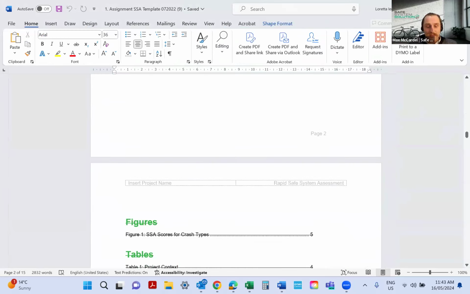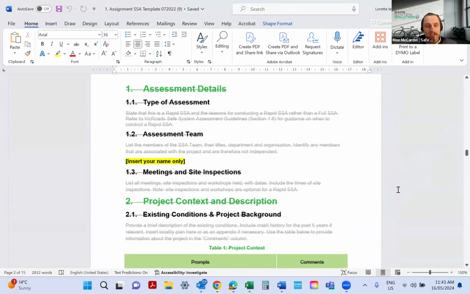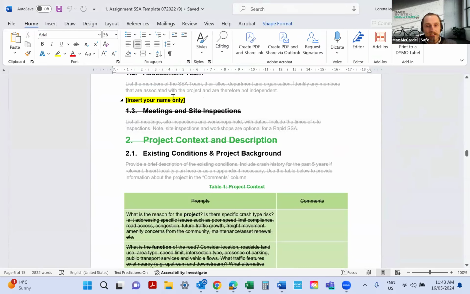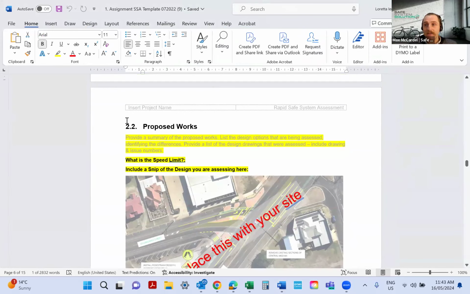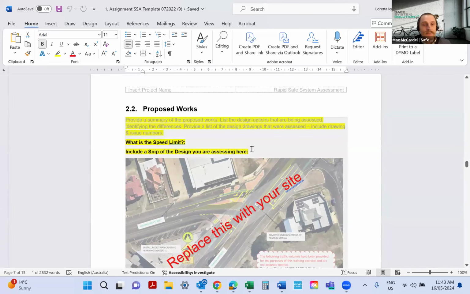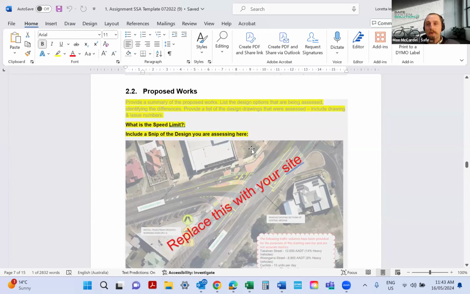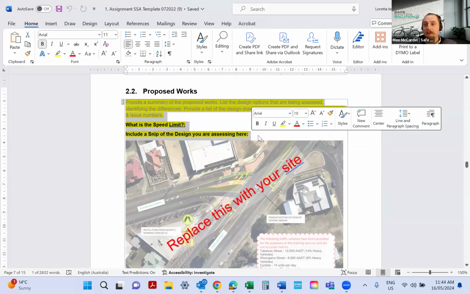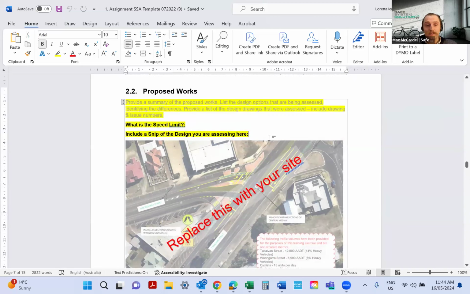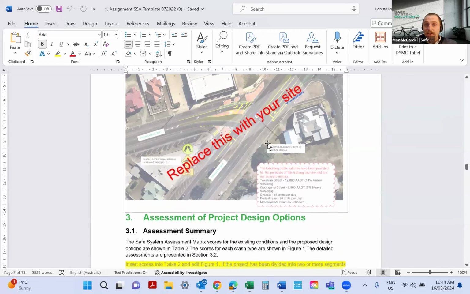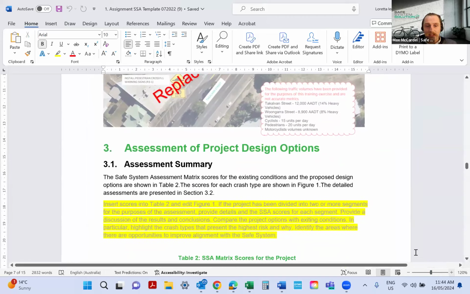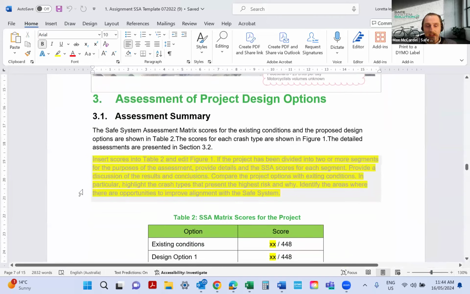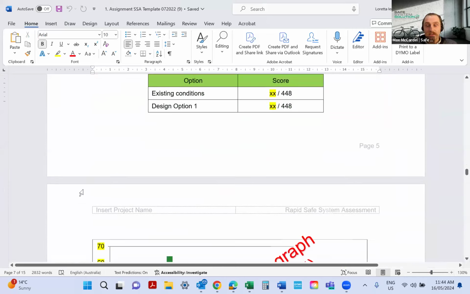Don't worry about the executive summary. We would like your name for the assessment team. We don't need to worry about the prompts for this one because we haven't given you any of that information. But just summarize what the works are. So if your design is showing there's a roundabout being installed, just spell that out. Define the speed limit. You'll need that from your site conditions. And then we just get straight into the scoring.